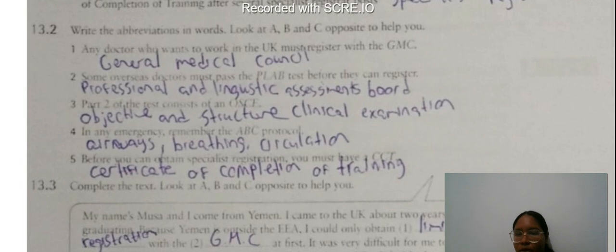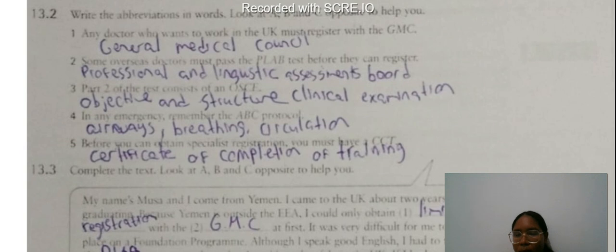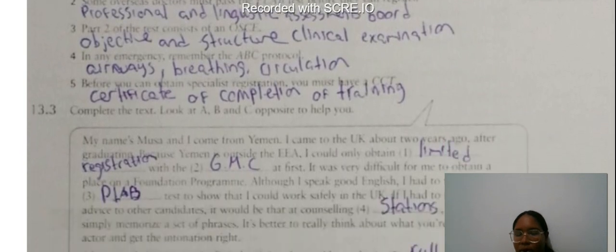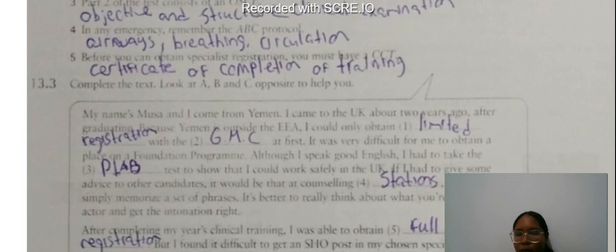Any doctor who wants to work in the UK must register with the GMC, General Medical Council. Some overseas doctors must pass the PLAB test before they can register: Professional and Linguistic Assessment Board. Part 2 of the test consists of an OSCE, Objective Structured Clinical Examination. In any emergency, remember the ABC protocol: airways, breathing, circulation. Before you can obtain specialist registration, you must have a CCT, Certificate of Completion of Training.